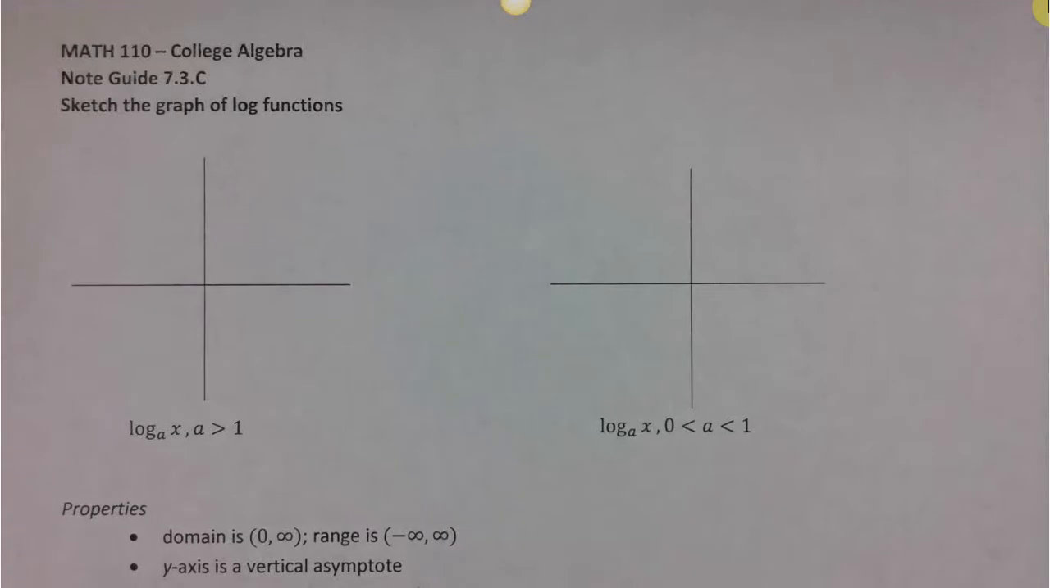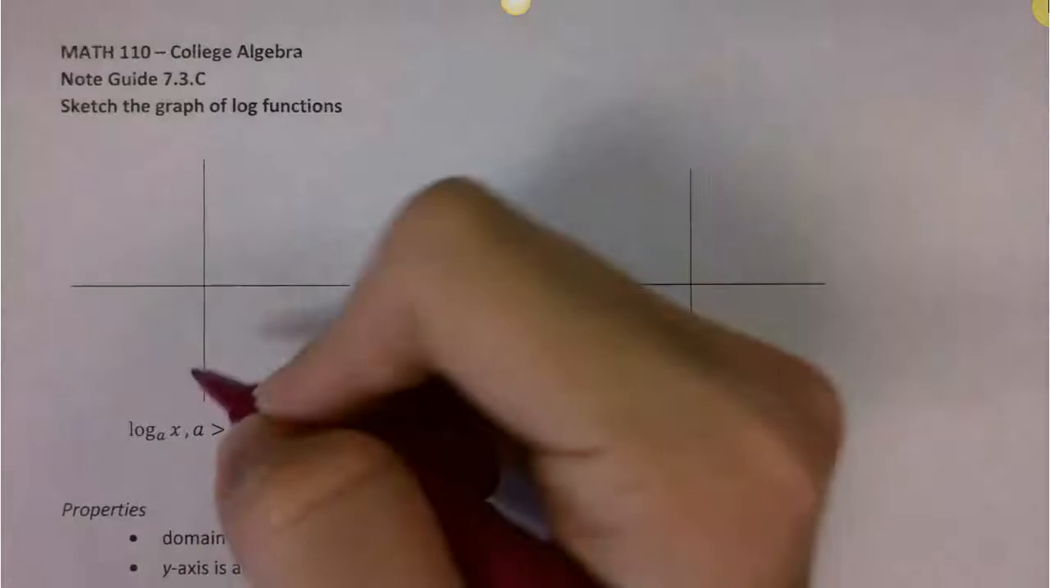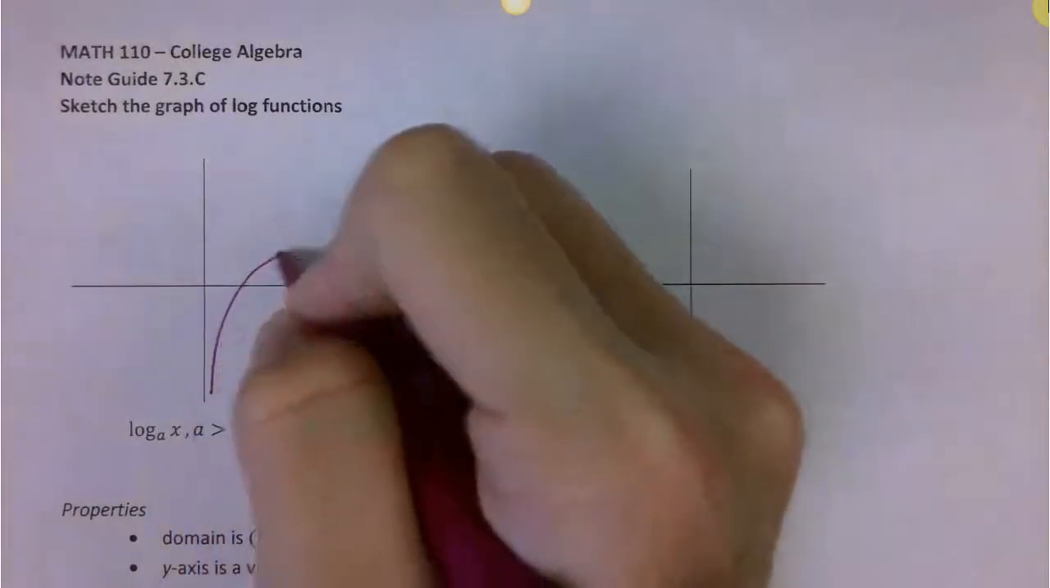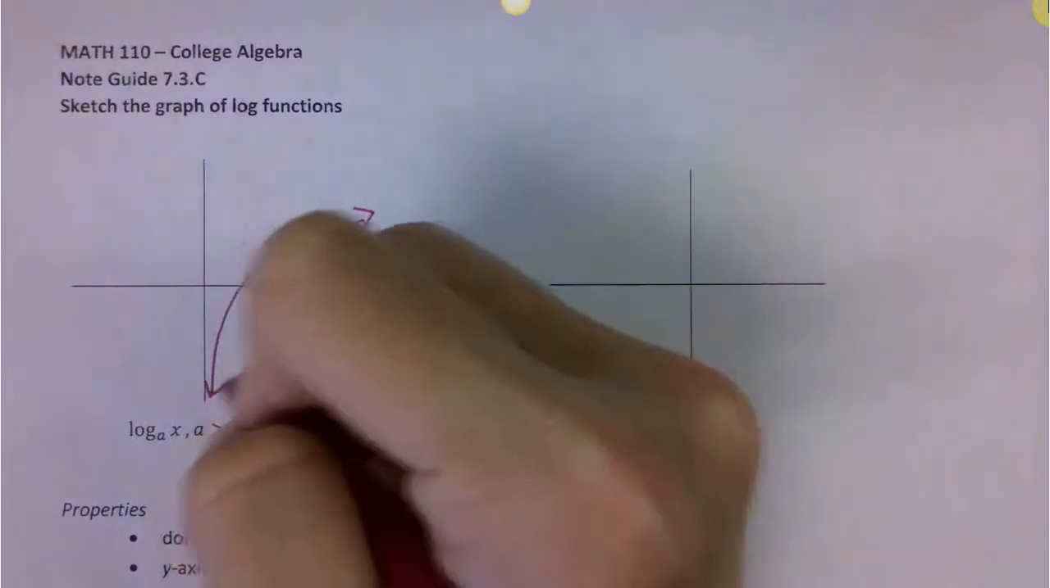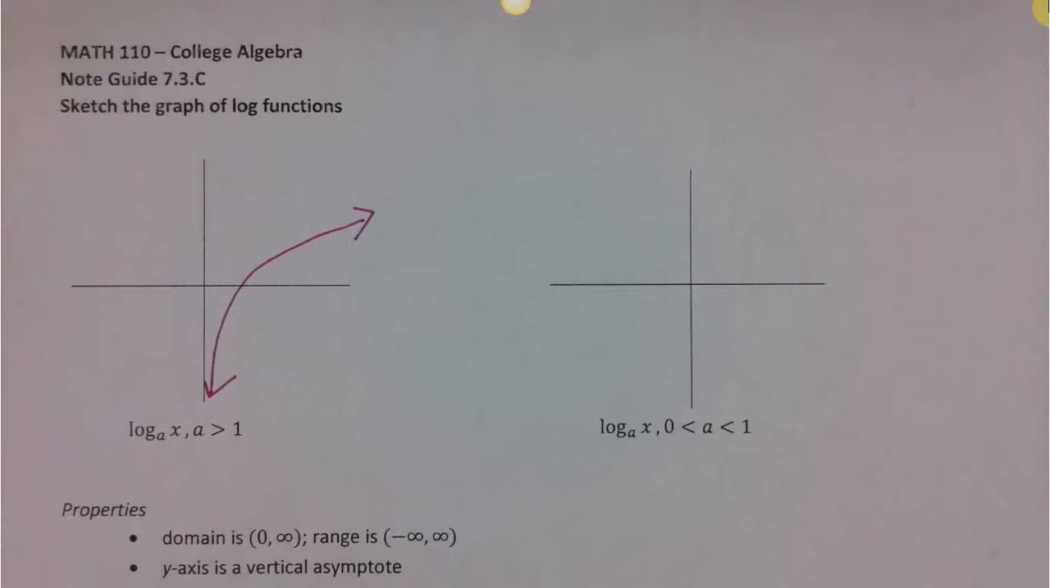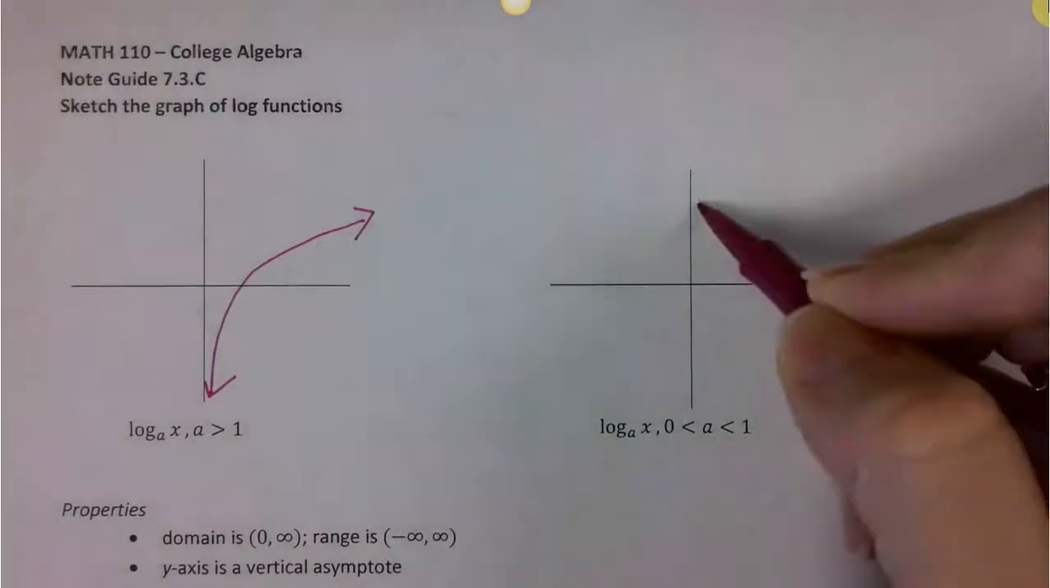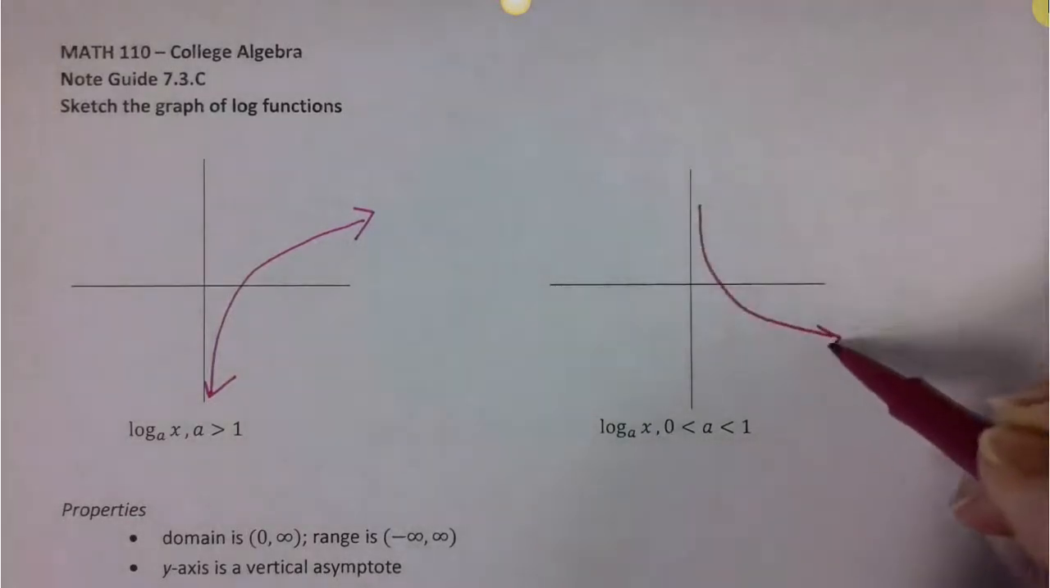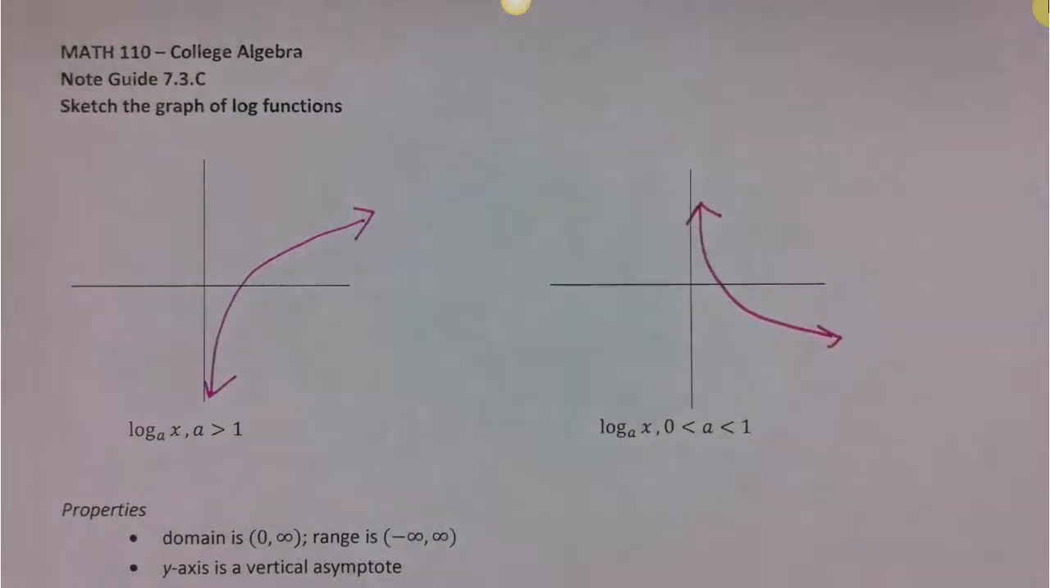The graph of log base a of x, where the base a is some number bigger than 1, looks something like this. And when the base a is between 0 and 1, we end up with a graph that looks something like this. And based on those graphs, we can talk about the properties of log functions.